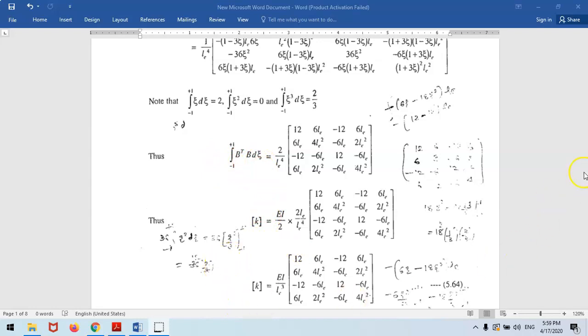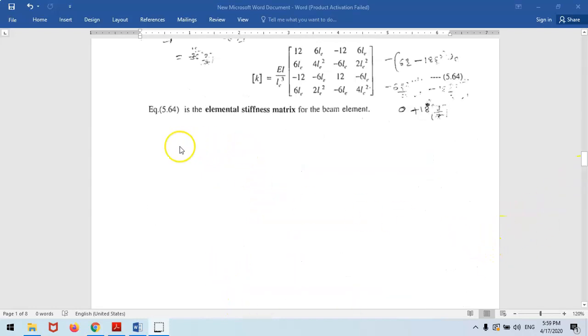So the final equation of the elemental stiffness matrix of a beam element will be this. And this equation is very important, and we will be using it to solve some more problems, and that will be covered in the next video.